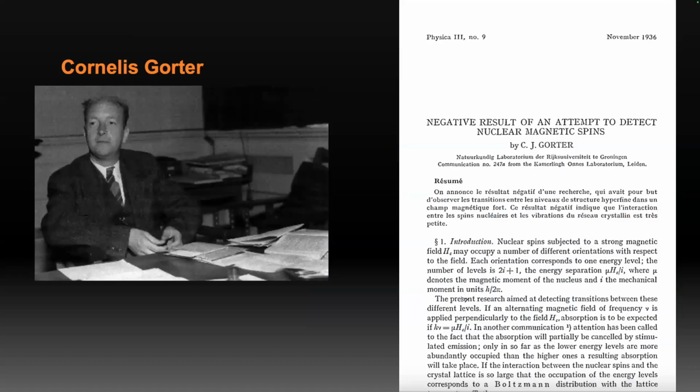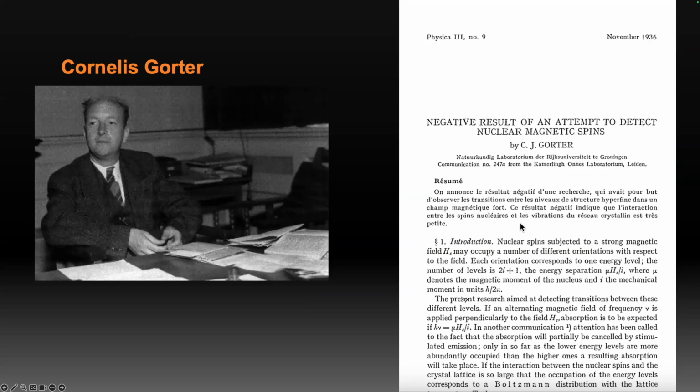And based on these ideas at that time, the idea of nuclear magnetic resonance started emerging. And the very first experiment probably comes from this Dutch physicist, Cornelis Gorter, and he failed to detect it, actually. But he wrote up his failed experiments as negative results of an attempt to detect nuclear magnetic spin. In 1936, he published this paper.